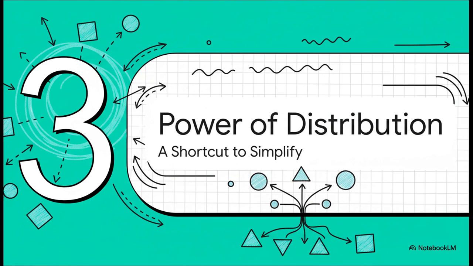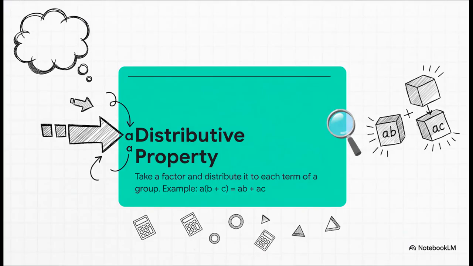It's called the distributive property, and trust me, it's an amazing shortcut for cleaning things up. The rule is actually pretty simple. You distribute the term on the outside by multiplying it by each and every term on the inside. So A times the group B plus C becomes AB plus AC. In a real problem, something like 4 times x minus 9 becomes 4x minus 36.